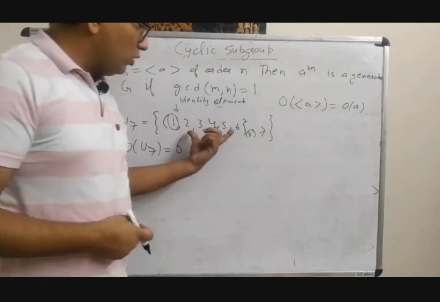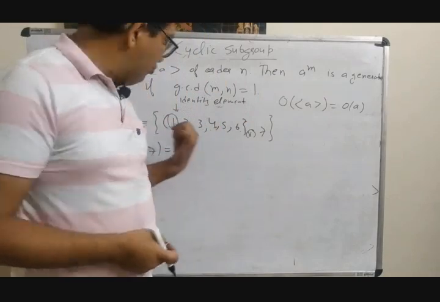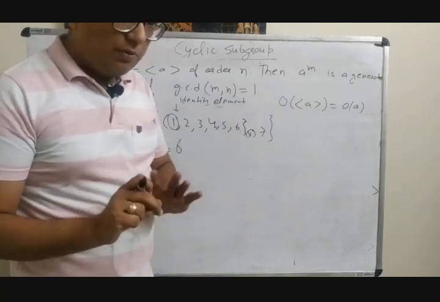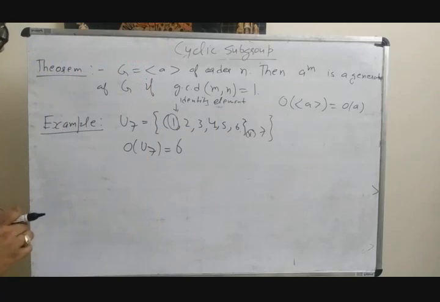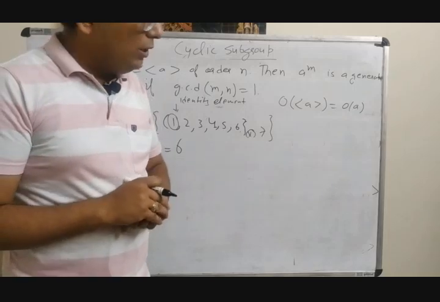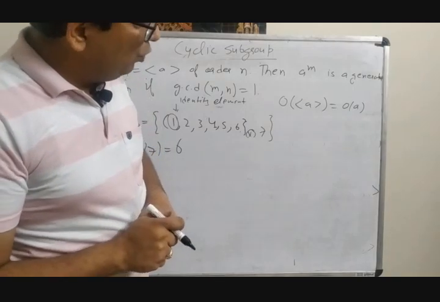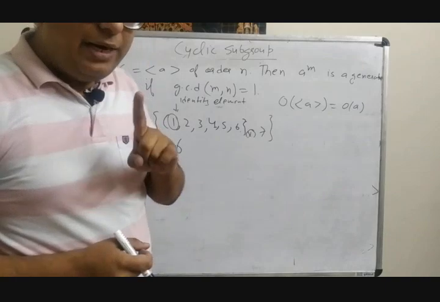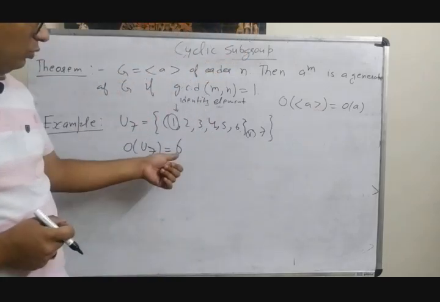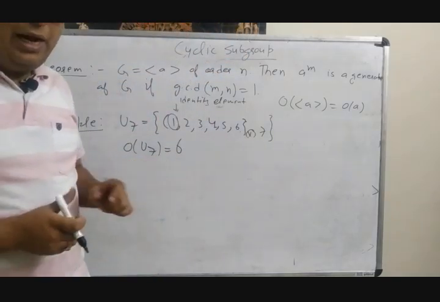We already drew the composition table for U7 and proved that U7 is a group. This part we have already done. So we'll just prove that it is a cyclic group. To prove that it is cyclic, what do we have to do? We have to find one element whose order is equal to 6.